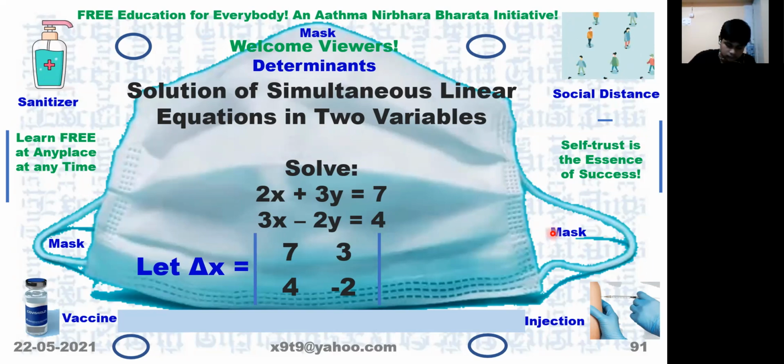So let delta y is equal to 2, 3, 7, 4. 2, 3 in the first column, 7, 4 in the second column. Correct. Now we find what is delta y.